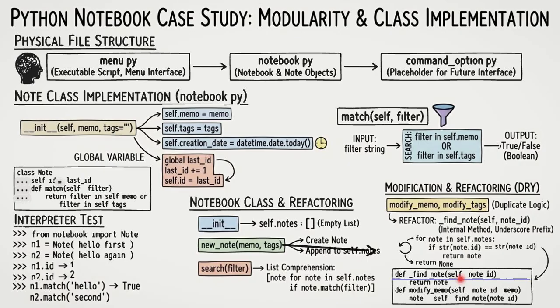So here is the main takeaway. By abstracting repetitive loop logic into dedicated internal helper methods, we make our classes significantly cleaner and easier to maintain. With our core file structure and objects properly implemented, we will next look at how the menu class handles dispatching commands based on user input.